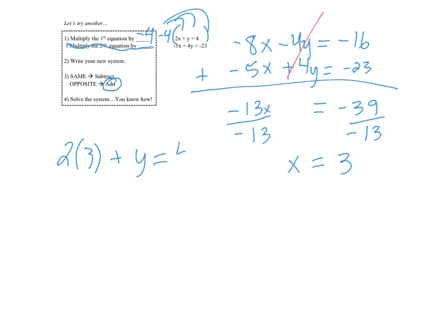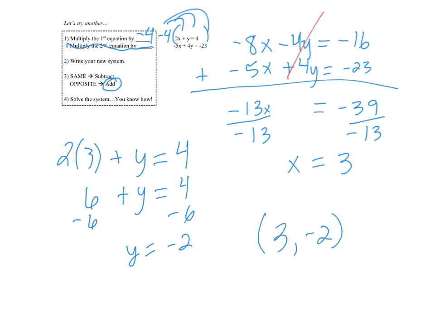plus y equals 4. 2 times 3 is 6 plus y equals 4. Get rid of 6 on both sides by subtracting. Y equals negative 2. So my ordered pair would be 3, negative 2. This is where the two equations would cross if we graph them.